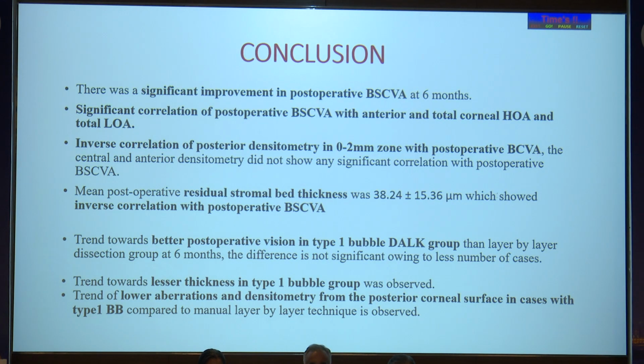So we concluded in our study that there was a significant improvement in the post-operative BCVA at 6 months. There was significant correlation of post-operative best corrected visual acuity with the anterior and total corneal higher order aberrations and the total corneal lower order aberrations, and an inverse correlation of posterior corneal densitometry in the 0 to 2 mm zone with the BCVA. So aberrations and densitometry have a negative impact on the BCVA. The residual stromal bed thickness also has an inverse correlation with BCVA. That is, lesser the stromal bed thickness, better is the visual acuity.